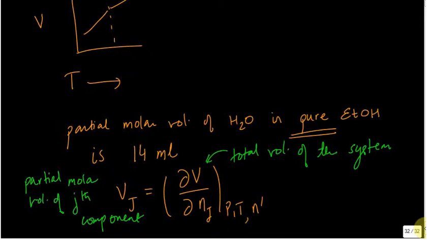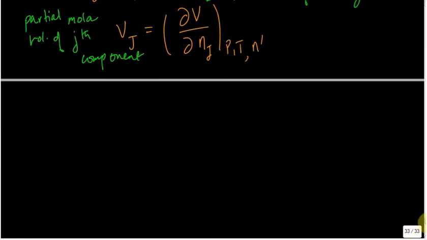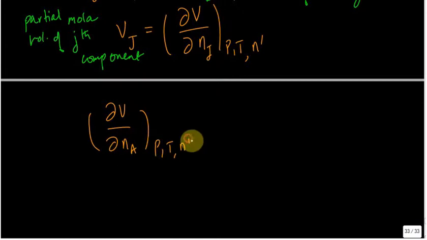Now, if you think of two different components, A and B, then one of them would have a partial molar volume which is del V by del Na, holding pressure, temperature, and instead of n prime, I could even write Nb.